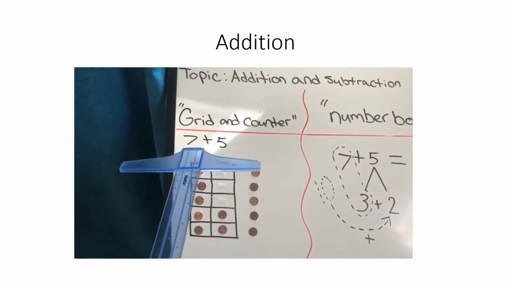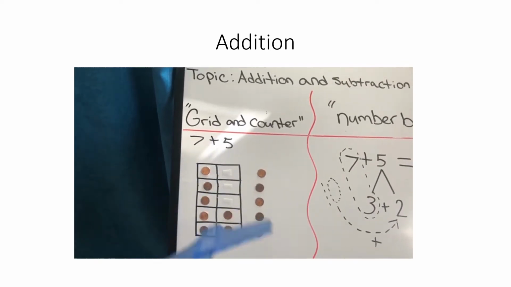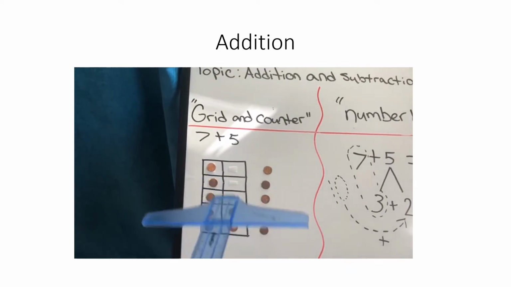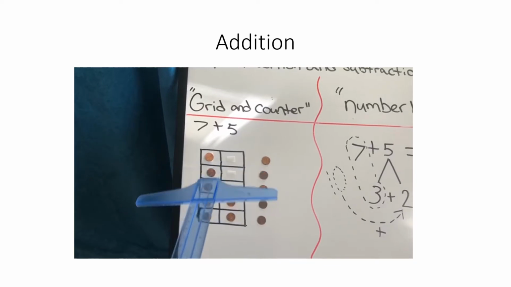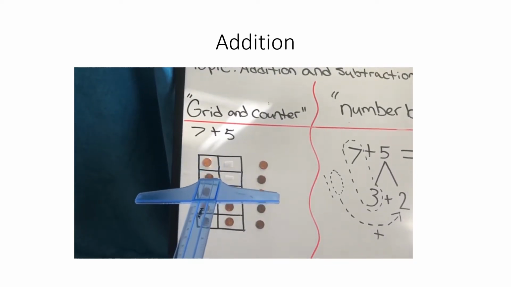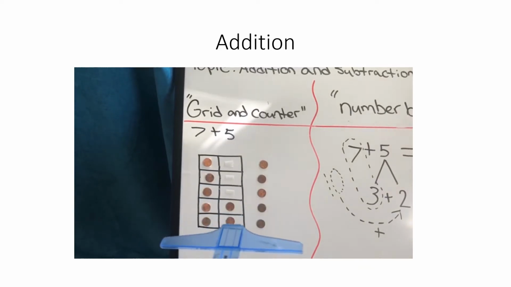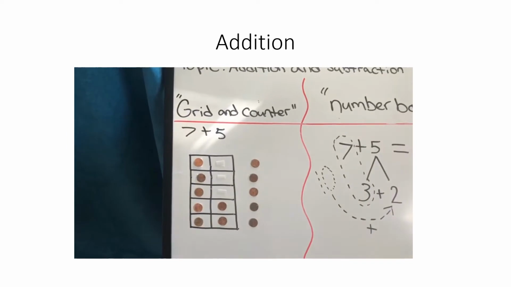Now we have a number 7 right here and we have a table. So what do we do? We have to make sure to fill up 7 squares. And right now I'm using pennies. So I added the pennies and I filled up 7 squares. 1, 2, 3, 4, 5, 6, 7. Okay, 7 squares. Now, you need to think like this.